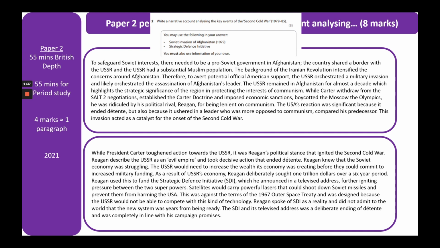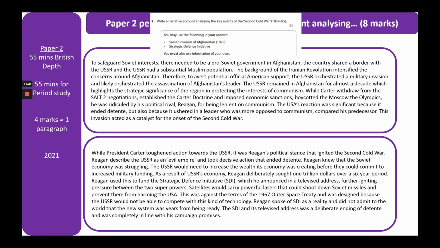The USSR remained in Afghanistan for almost a decade. This is what's changed now, which highlights the strategic significance of the region in protecting the interests of communism. And now I'm going on to the consequences. While Carter withdrew from the SALT II negotiations, established the Carter Doctrine, imposed economic sanctions, and boycotted the Moscow Olympics, he was ridiculed by his political rival Reagan for being lenient on communism. The USA's reaction was significant because it ended détente, but also because it ushered in a leader who was more opposed to communism compared to his predecessor. This invasion acted as a catalyst for the onset of the Second Cold War.